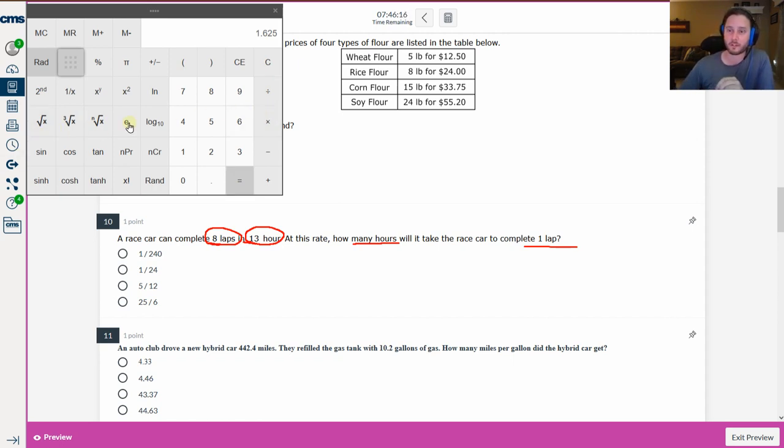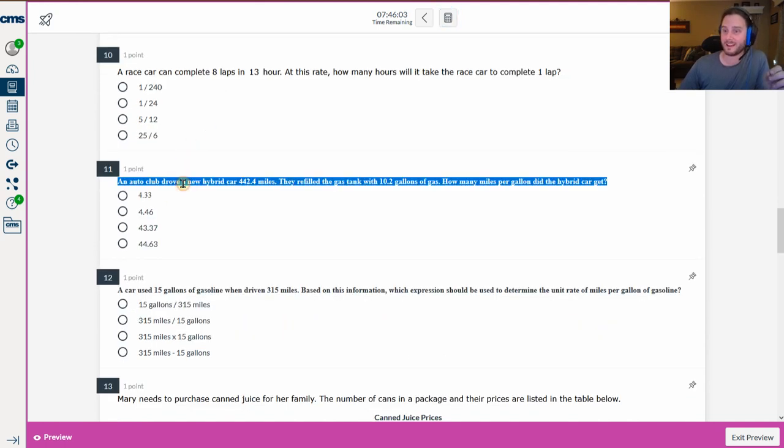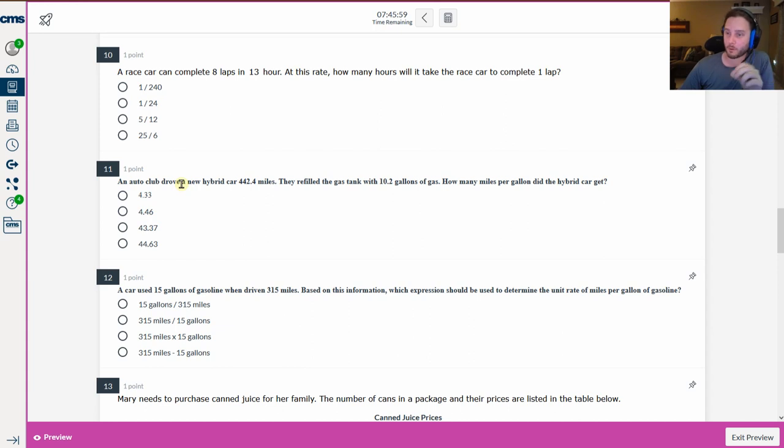Right, if you're watching this in the future, this problem won't even be on there, because this problem had a typo. So number 10 is not actually on the study guide. Oops. Your number 10 is actually going to say, an auto club drove a new hybrid car for 442.4 miles. They refilled the gas tank with 10.2 gallons of gas. How many miles per gallon did the hybrid car get?